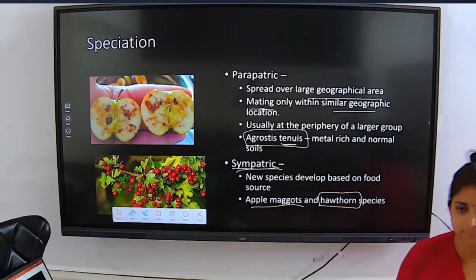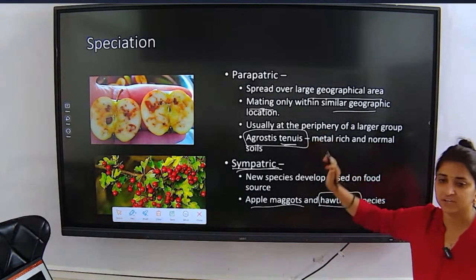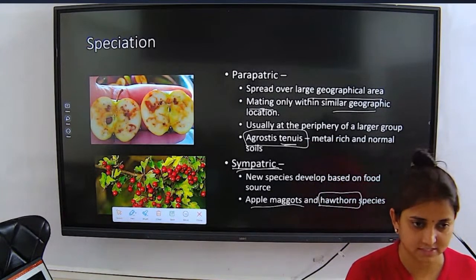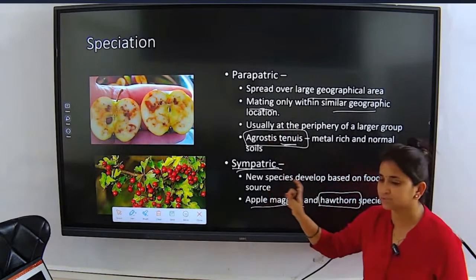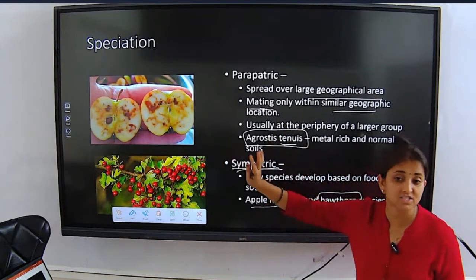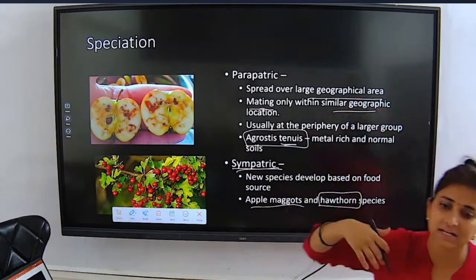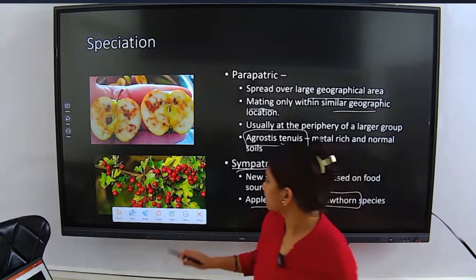Logically, this is not a separate species. They are the same species with a different food adaptation, right? But this classification is agreed to by certain scientists, and not agreed to by certain scientists. They are saying that if you have to keep parapatric and sympatric speciation, it must come under speciation only. Otherwise, we will be calling this an adaptation to a different food environment.